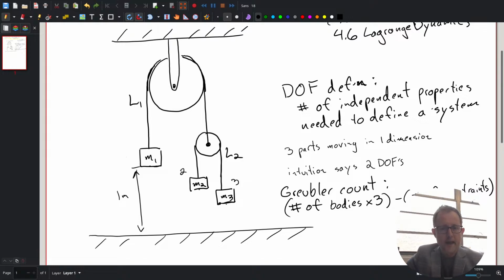So Grubler count is a general way of trying to figure out what the degrees of freedom are for a system. And this is going to factor in everything that's moving, and everything is a rigid body. So in this case, because it's 2 dimensions, we're saying that there are 3 degrees of freedom. It's X, it's Y, and some kind of orientation.